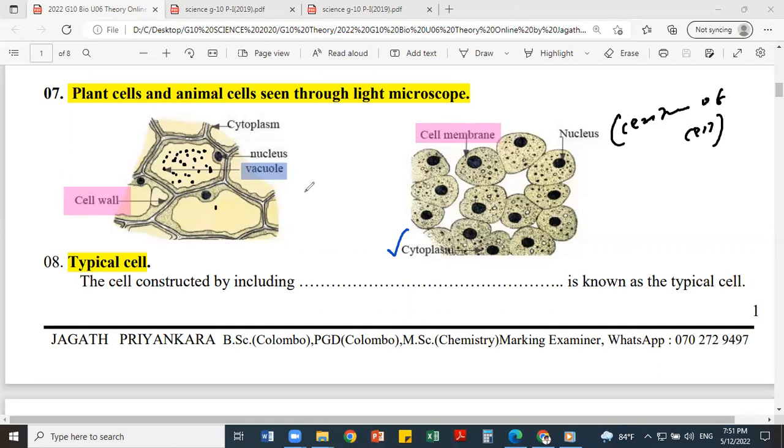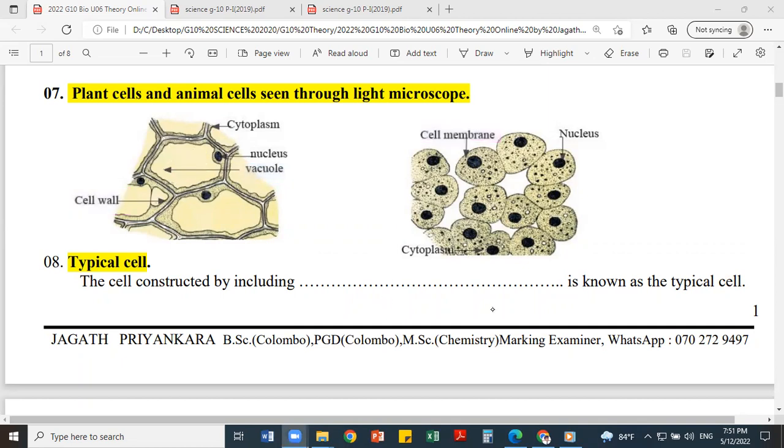So these two diagrams are a bit important. If they give this, you should know which one is the plant cell and which one is the animal cell. You should be able to label the nucleus, cytoplasm and the cell membrane. That's enough: nucleus, cytoplasm and cell membrane when seen under the light microscope. Then the next one, typical cell. This is also very important.